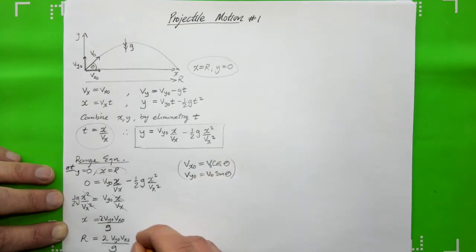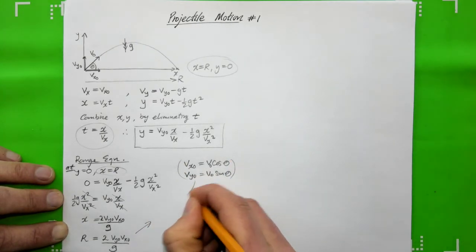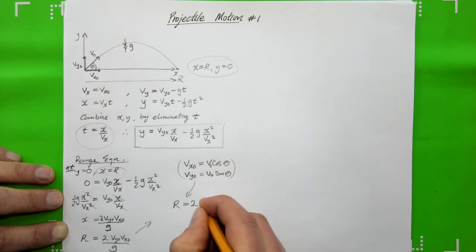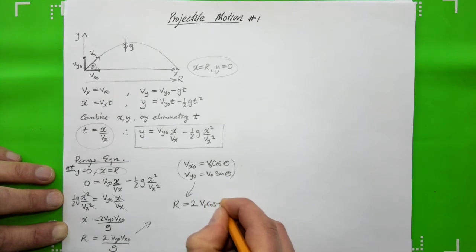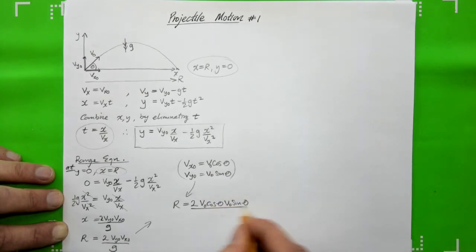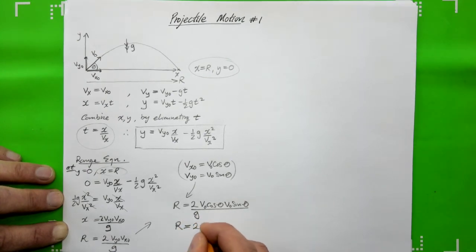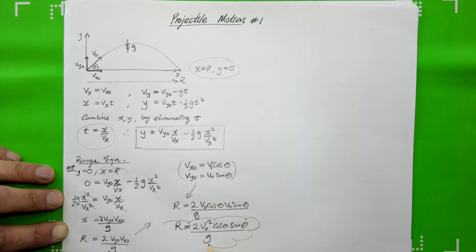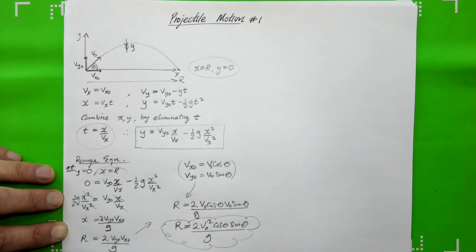So if we use those pieces of information as well, we can put all of this together and end up with r equals 2 V naught cos theta, V naught sine theta over g, or r equals 2 V naught squared cos theta sine theta over g. And that, finally, is the range equation, and we'll stop there.